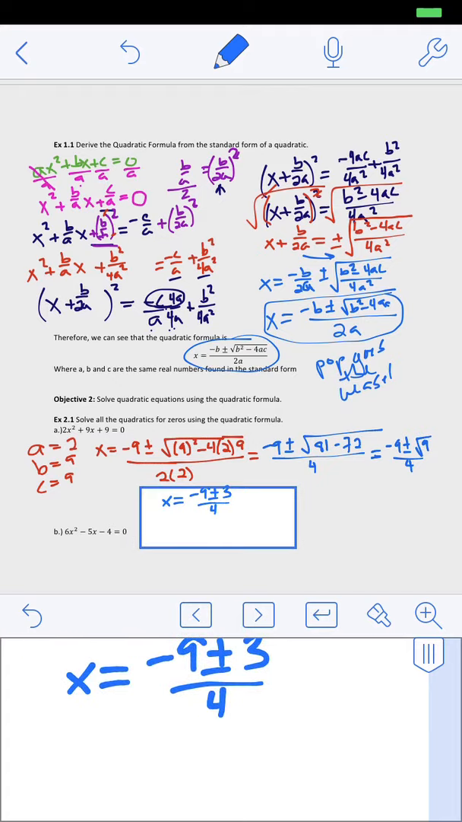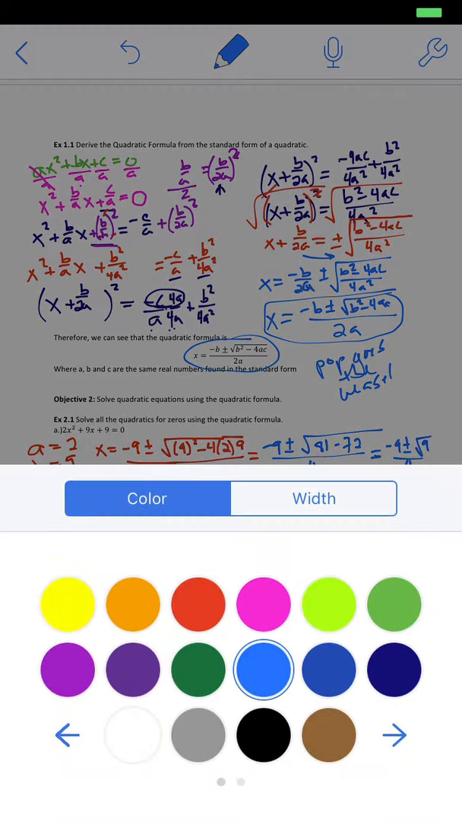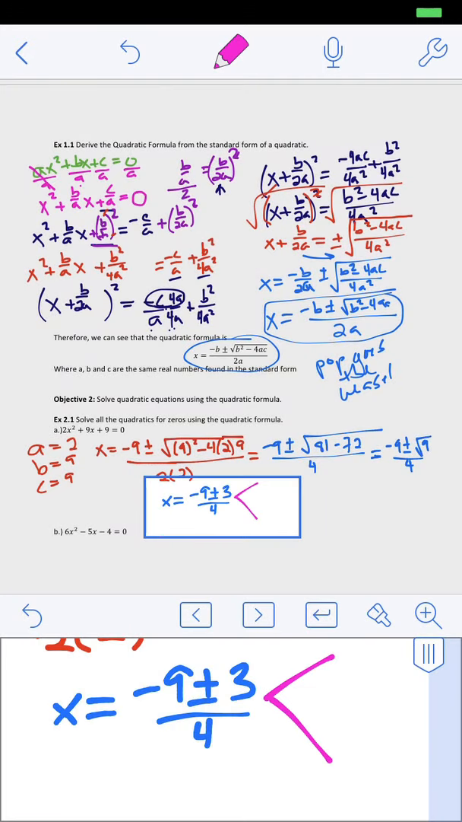And remember, I have two equations here. Negative 9 plus 3 over 4 and negative 9 minus 3 over 4. So at this step, I cannot simplify them together. I must actually split into two separate equations.